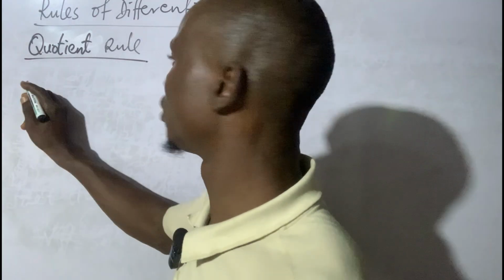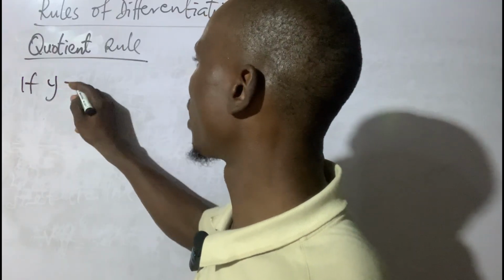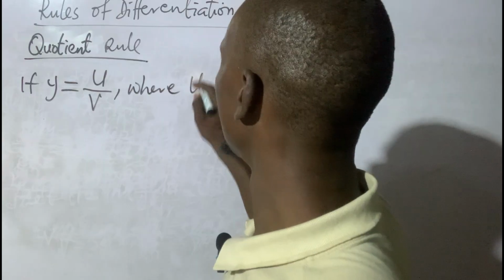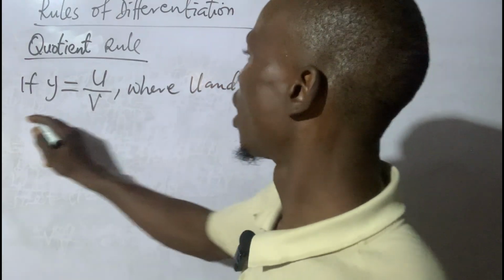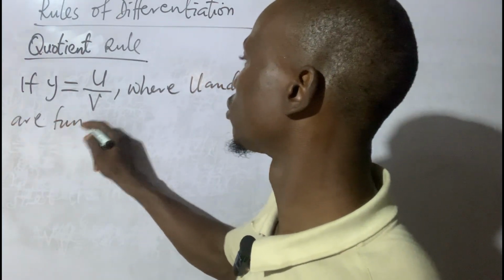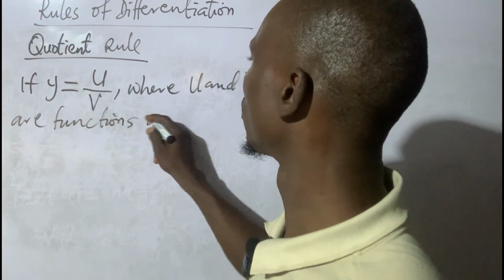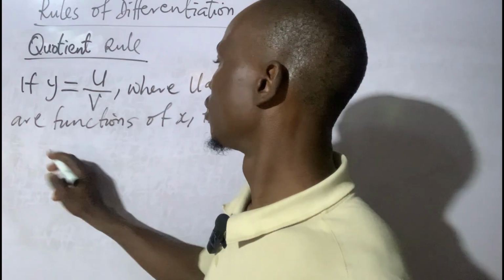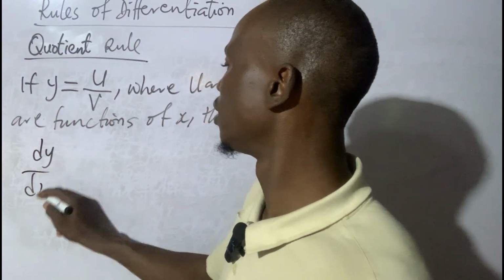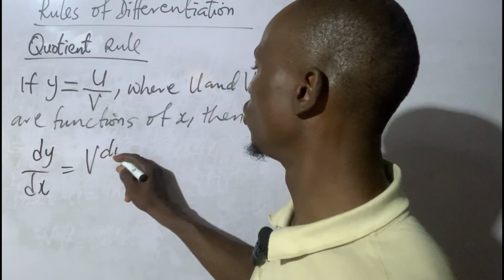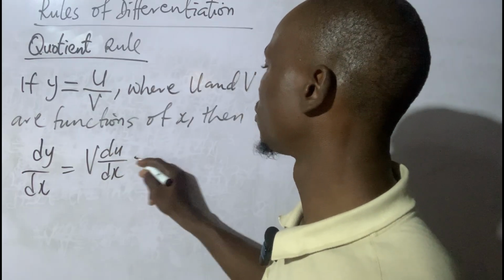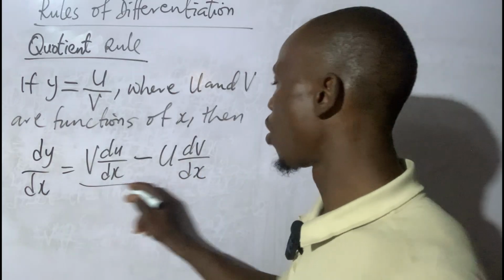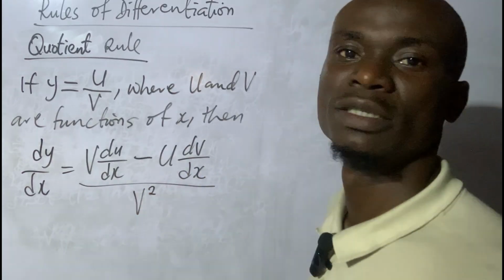The quotient rule says that if y is equal to u over v, where u and v are functions of x, then dy over dx is v du over dx minus u dv over dx, all over v squared.